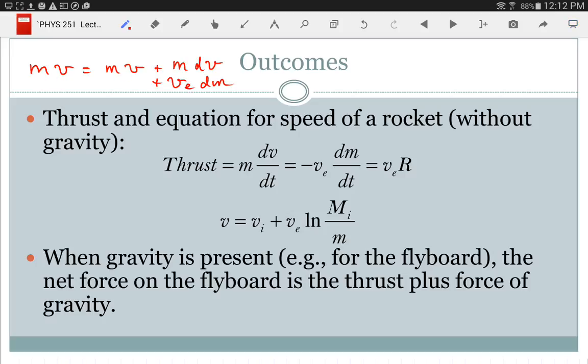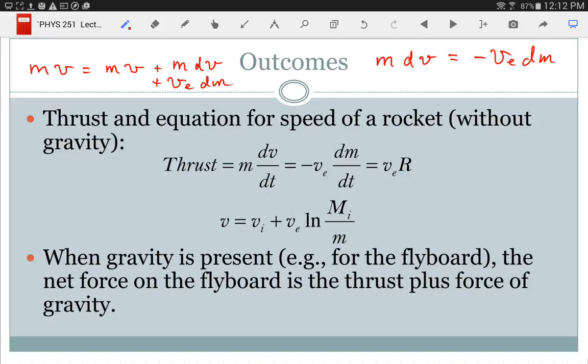Notice I have mv on both sides. We should probably subtract that out. And then that will give me, moving things across, the equation that says m dv is equal to minus ve dm. And once again, you're going to have a delay, but that's going to come up.